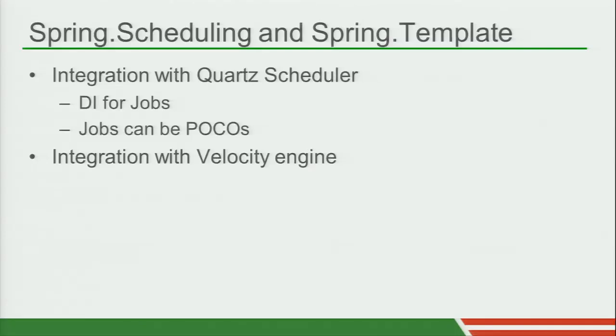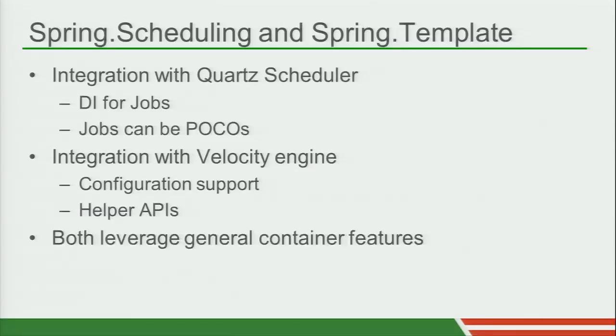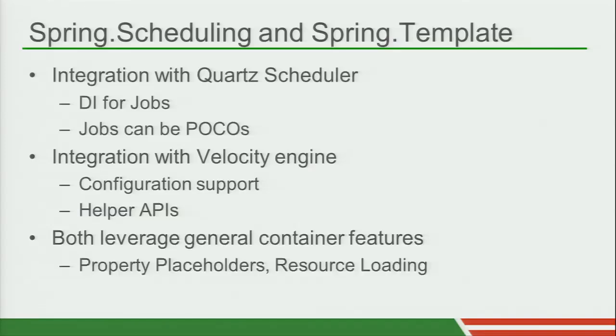From a templating point of view, we have integration with the Velocity engine, which includes things like configuration support and helper APIs that make interacting with that templating engine much, much simpler. Both of these are able to leverage general container features, whether that's aspects or dependency resolution or runtime versus compile time configuration and all the rest of these kinds of things.